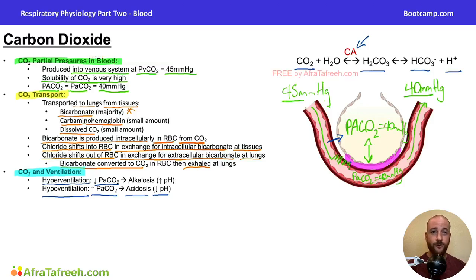And furthermore, if we're hyperventilating and we're breathing too much and we're blowing off all of that CO2, the CO2 levels in the blood are going to drop, and that's going to translate to decreased amounts of hydrogen ions in the blood. And as a result, we're going to have alkalosis, or alkaline blood, which is characterized by a high pH.